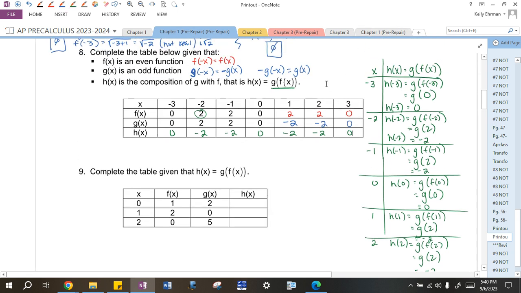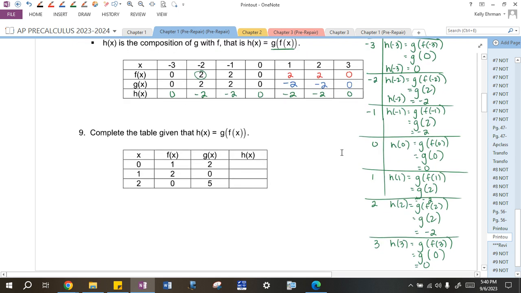This is pretty common, getting a table on an AP question and having to evaluate maybe not all of these numbers, but pull out a couple of these and be able to figure out what's happening. Okay, this one's a little shorter because we only have 3 things to do. h of x is g of f of x. Okay, so same idea. If I want h of 0, that's g of f of 0.